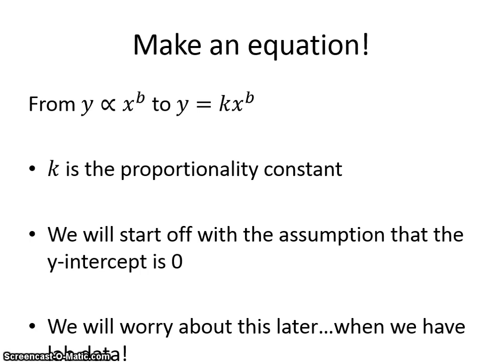This is just some information. We'll come back to this when we actually do it. When we did proportions in geometry, there was a scale factor, the multiplication factor that you use to go from one ratio to the other. That's kind of the same thing here, k, and we call that the proportionality constant. Usually we're going to start off with the assumption that the y-intercept is 0, although that won't be true in a couple of cases in this class. Please just remember, we'll worry about this later when we have some lab data to make it make sense.